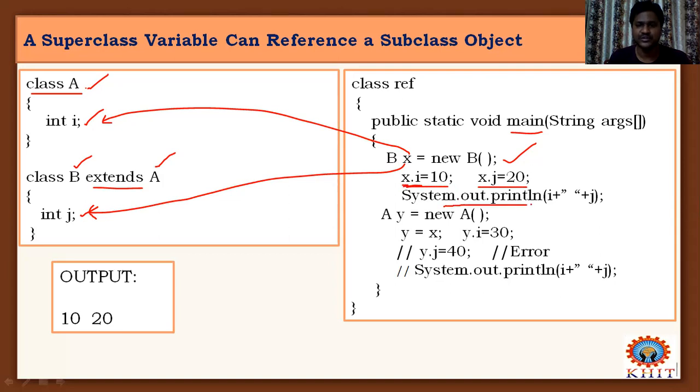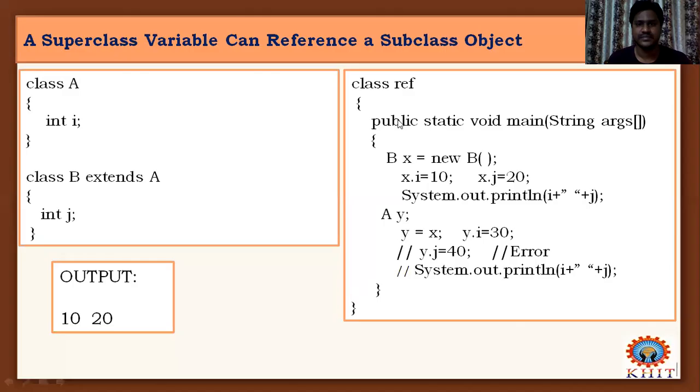And I'm displaying those two instance variable values in this statement using System.out.println. And here I am creating one reference variable of an object of this class. Okay, now come to this situation.